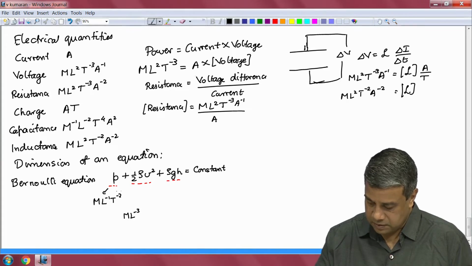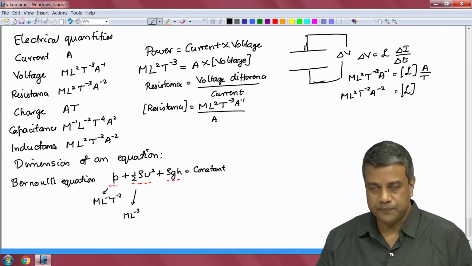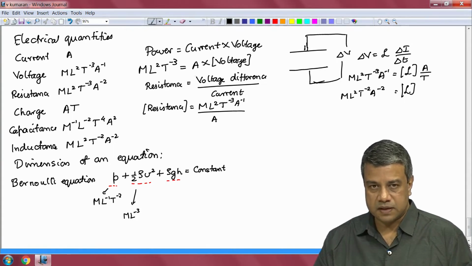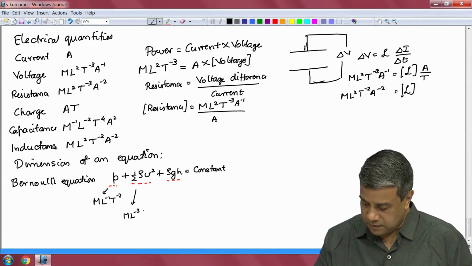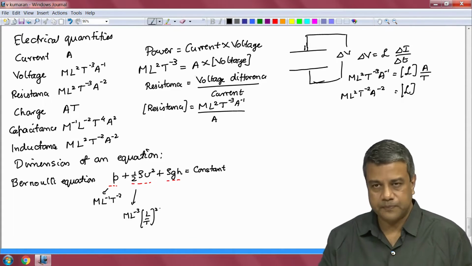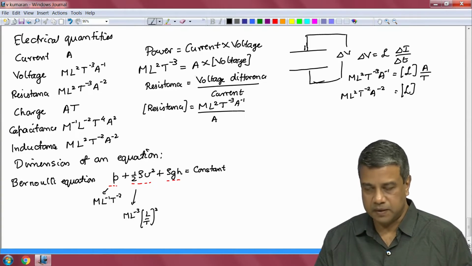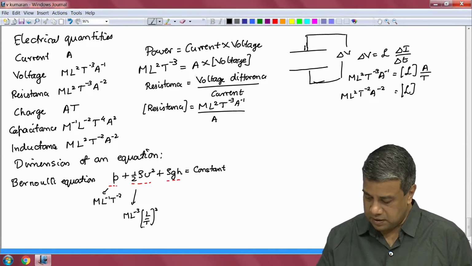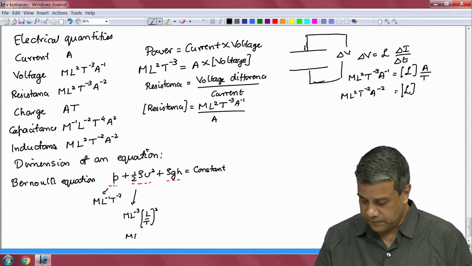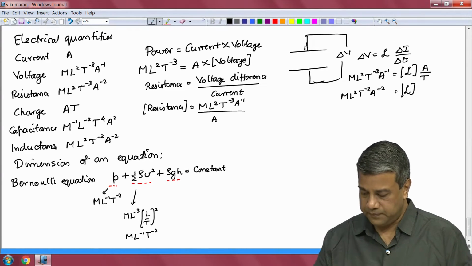Times the square of the velocity. The velocity has dimension L by T, the whole square. So, you have M L power minus 3 multiplied by L square divided by T square. You can easily work this out, cancel all the common terms, and you will get M L inverse T power minus 2.